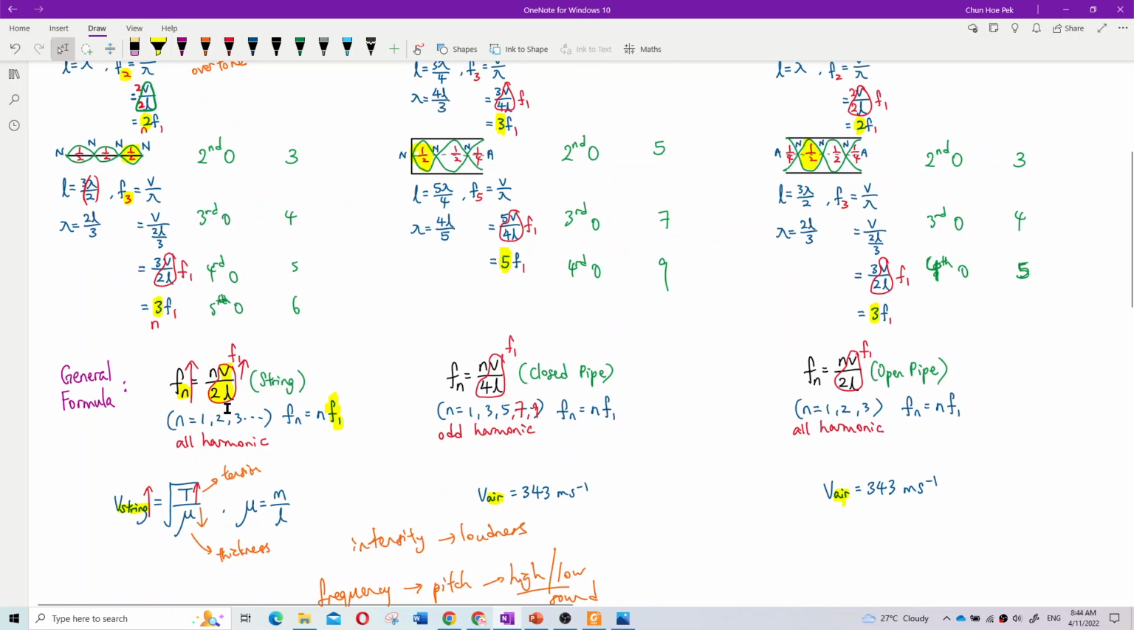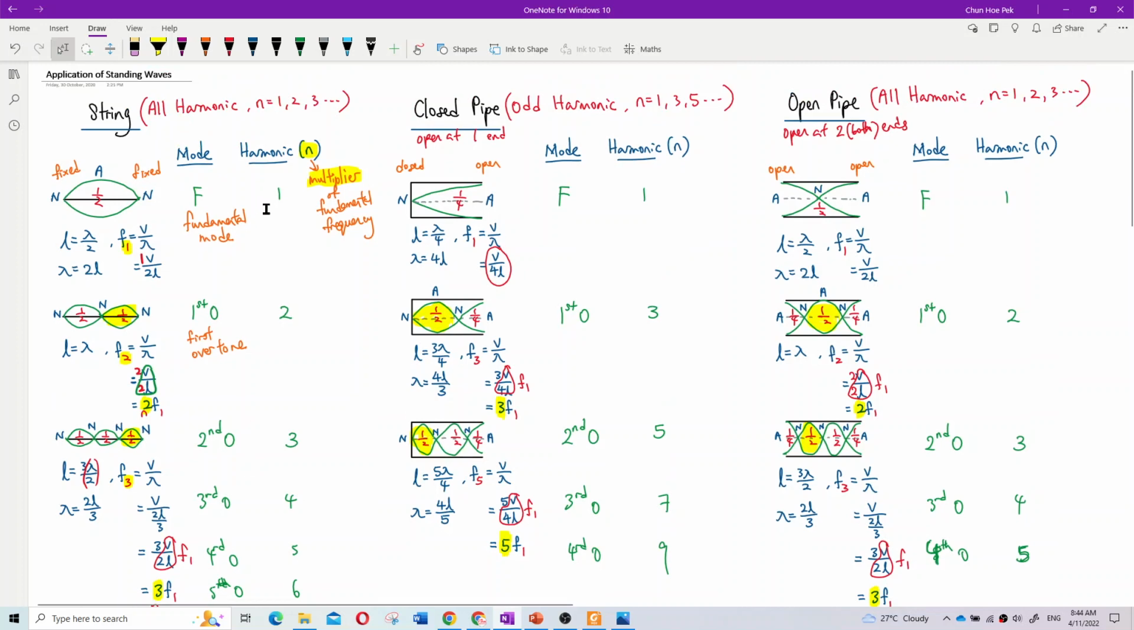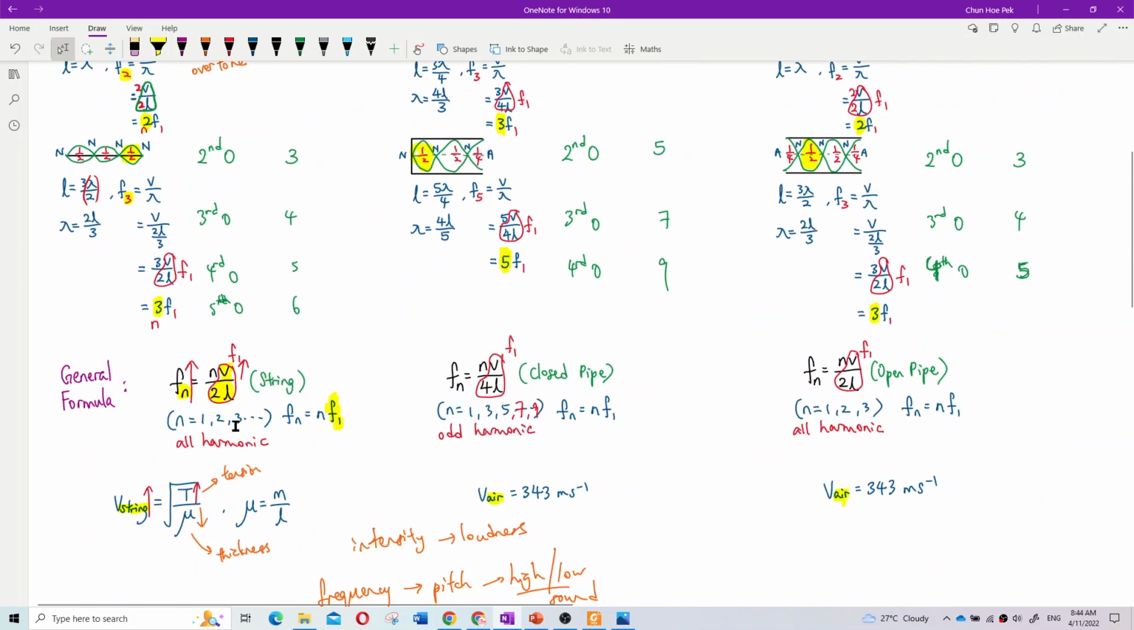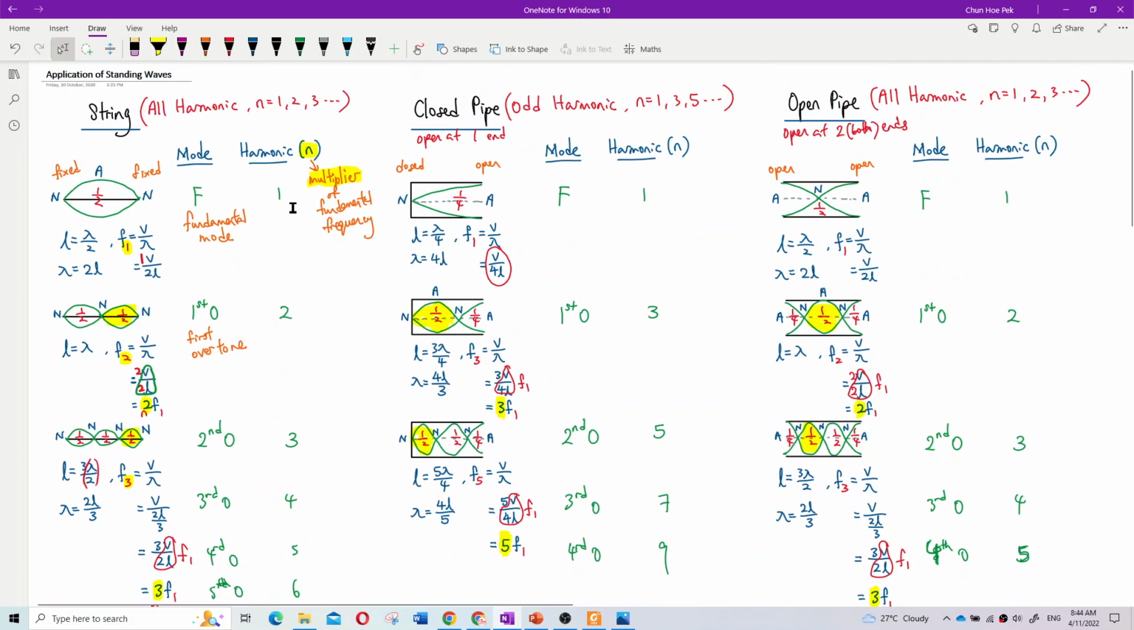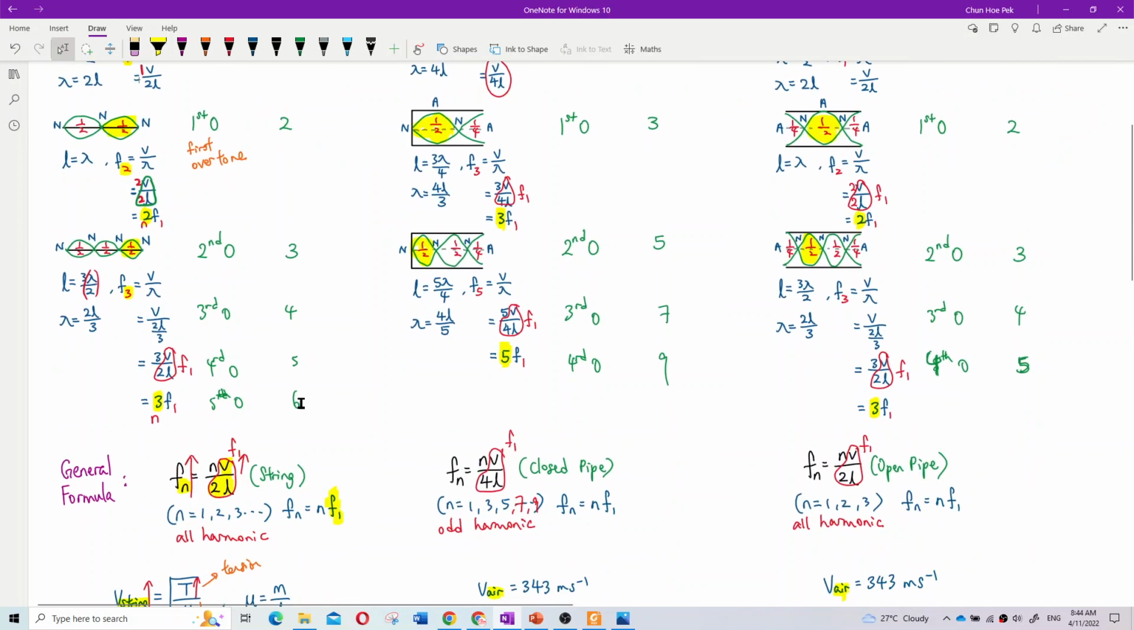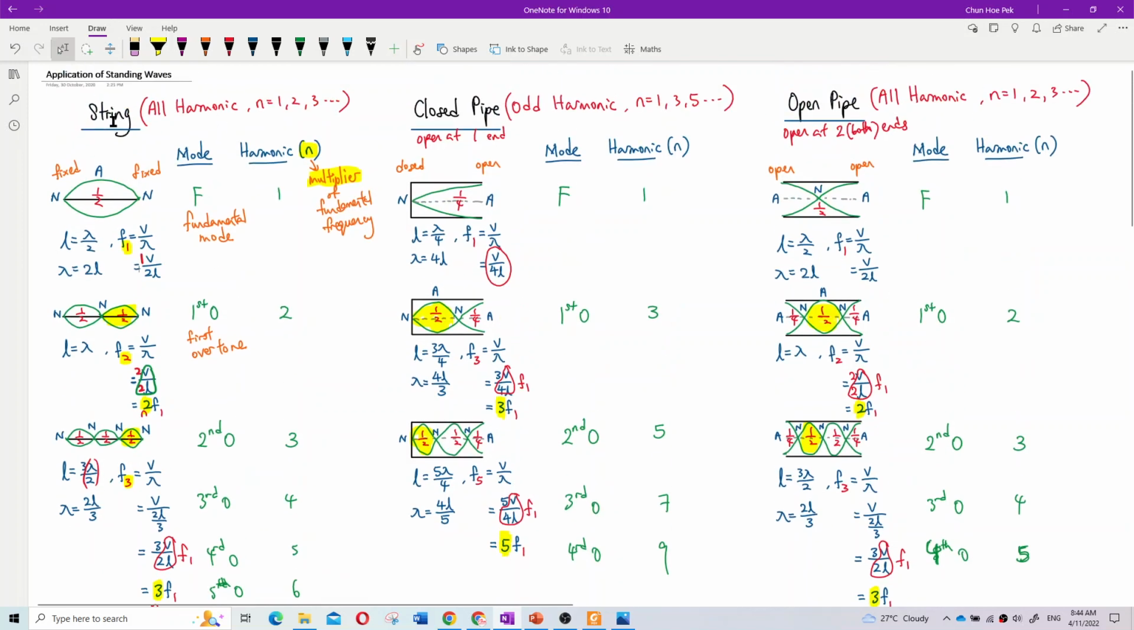So this N number is called the harmonic number. In short, we have first harmonic, second harmonic, third harmonic, fourth harmonic, and so on, right? So it's called all harmonic. We have all harmonic numbers, because it has 1, 2, 3, 4, 5, 6, 7, 8, 9, 10. So we say the string is all harmonic.